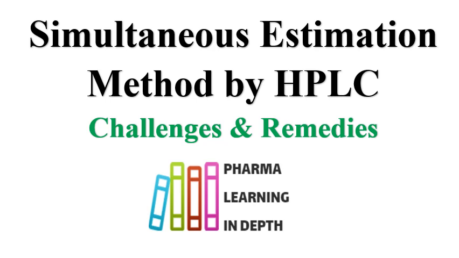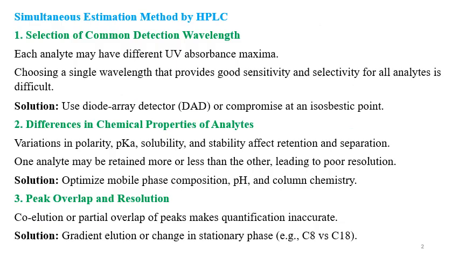Whenever there are fixed dose combinations or combination formulations required to be tested, that time generally the simultaneous estimation method is developed, because this method will be less time consuming and it will be cost effective. So simultaneous estimation methods are developed by the HPLC. But there are certain challenges in the simultaneous estimation method by HPLC. So we will see the challenges and the solutions.